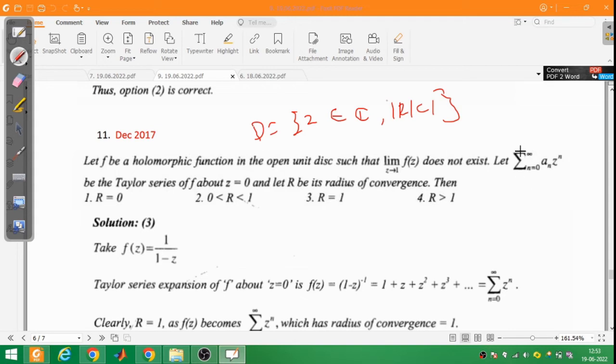Again, let summation n equals 0 to infinity a n z power n be a Taylor series of f about z equal to 0. So next, first one is f holomorphic. We have to define a function in this manner. Another one, we take a Taylor series of f about z equal to 0, and let r be the radius of convergence. Then what is the radius of convergence? Do you understand the question?